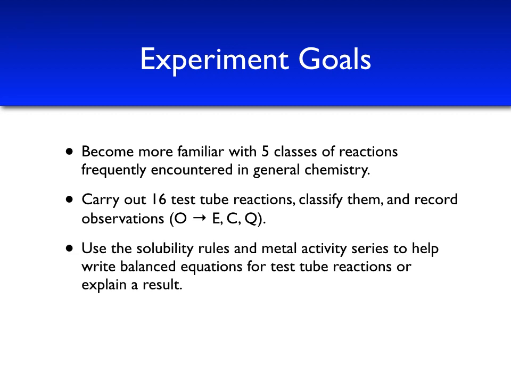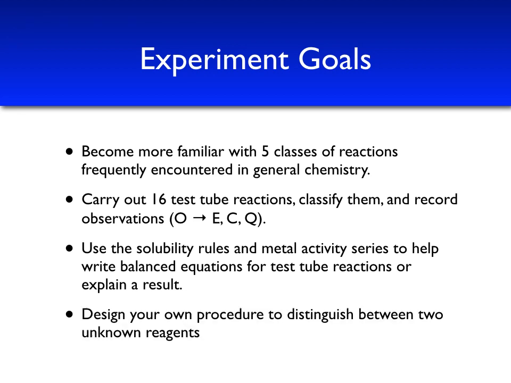We'll also use the solubility rules and the metal activity series to help write balanced equations for test tube reactions or to explain a result, whether it's a positive result or negative result. Finally, in the second part of this experiment, you'll be given the opportunity to design your own procedure to distinguish between sets of two unknown reagents in different sets.